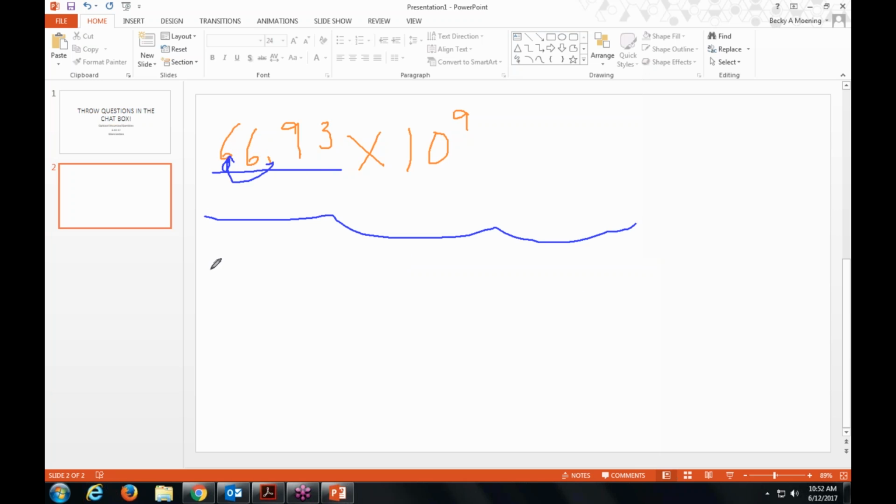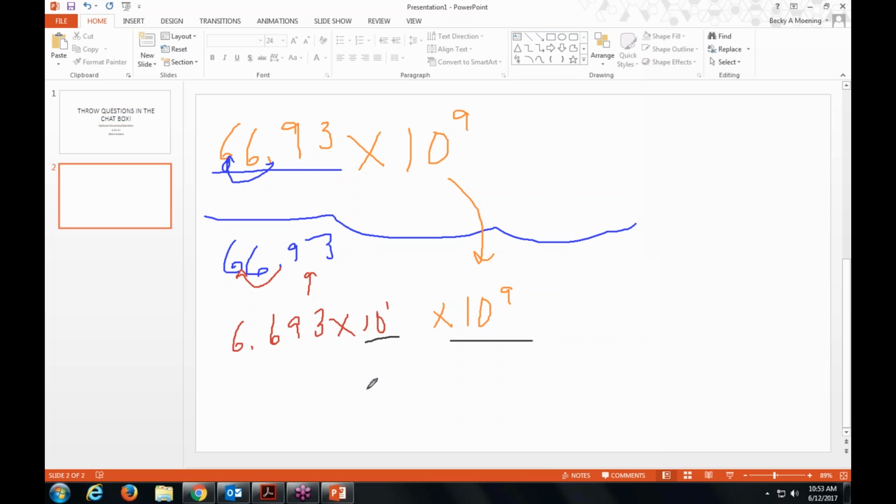So I'm just going to focus on 66.93. I'm going to forget this second piece for right now. If I change that to scientific notation, 66 is bigger than 10, so I have a positive exponent. So I have 6.693 times 10 to the first. That's just this blue number here. So if I bring my 10 to the 9th down, now I have 10 to the first times 10 to the 9th, which gives me 10 to the 10th, because 1 plus 9 is 10. So I've got 6.693 times 10 to the 10th.